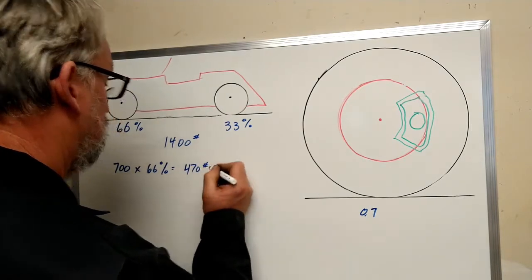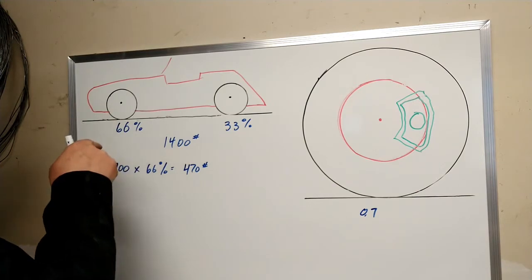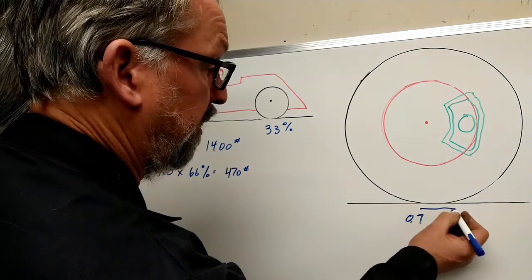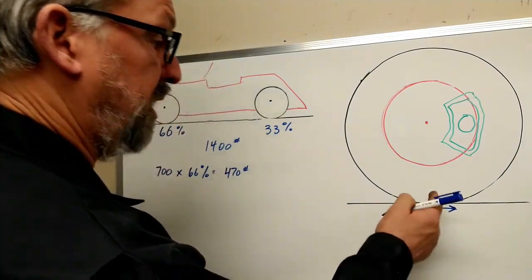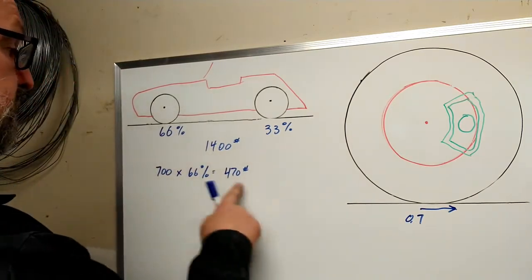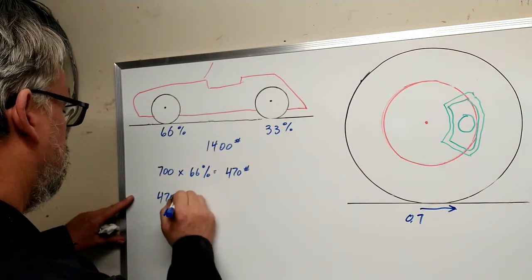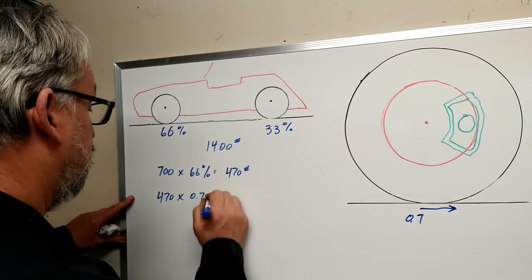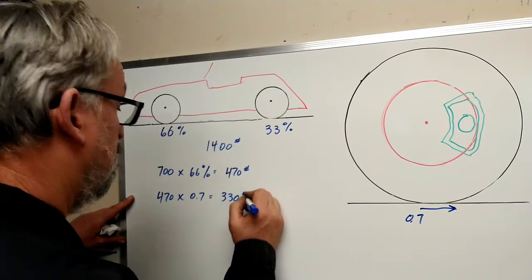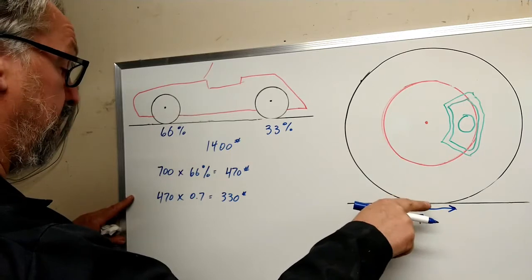470 pounds on each of the front tires pushing down. So the total friction force available until that tire starts sliding is 0.7 times 470. 470 times 0.7 equals 330 pounds. That's how much force this can generate before it actually starts sliding on the ground.